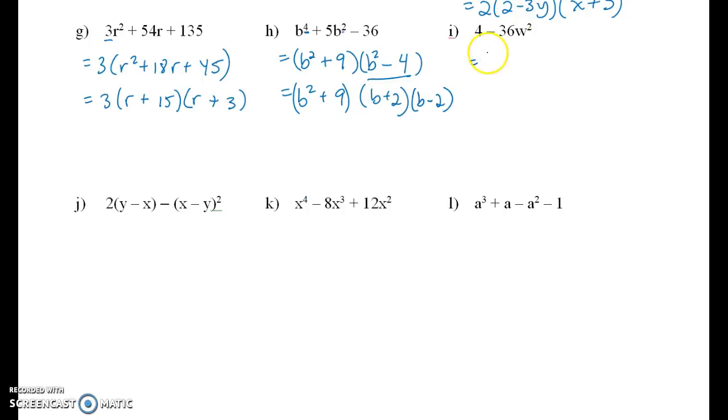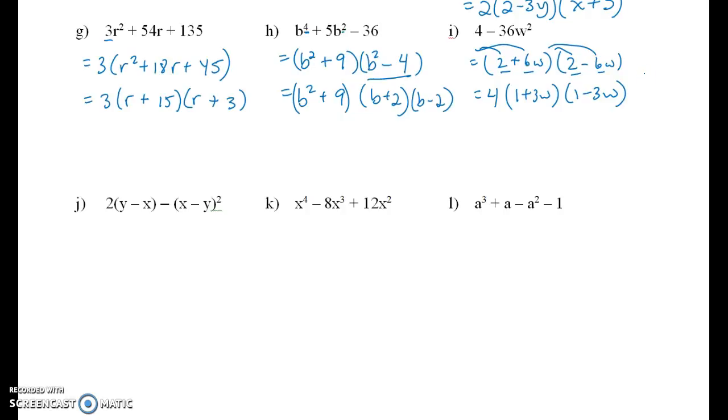Letter I, simple difference of squares, you think. So let's do 2 and 2, 6w and 6w, plus and minus. However, we're not finished because we have common factors in both brackets. You could take a 2 out of this bracket, you could take a 2 out of this bracket. We'll take both 2's to the front, multiplying them together to give you 4. And you'll be left with 1 plus 3w and 1 minus 3w for your 2 brackets.